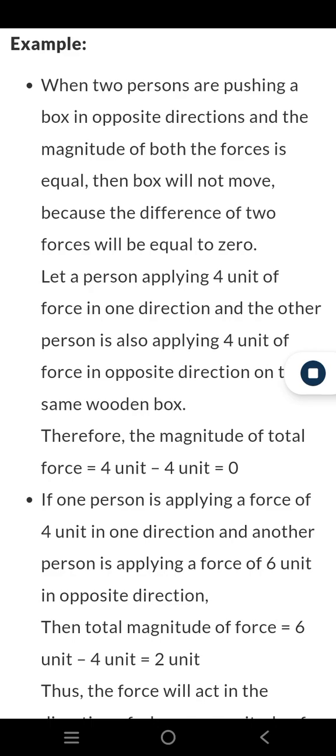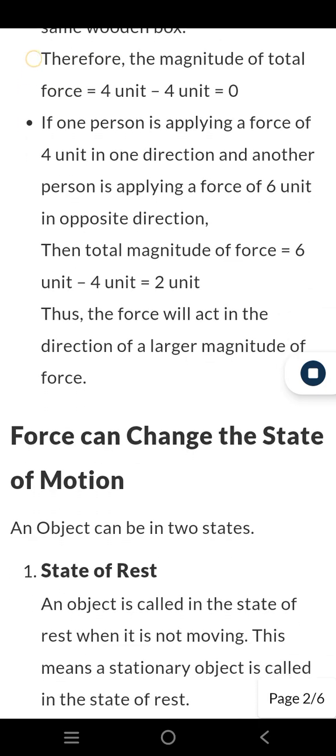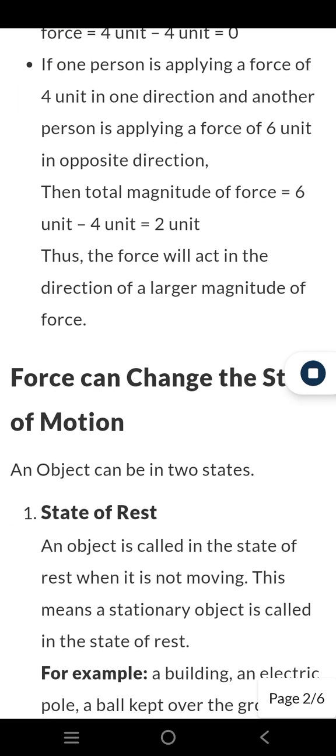4 unit minus 4 unit equals 0. If one person is applying a force of 4 unit in one direction and another person is applying a force of 6 unit in opposite direction, then total magnitude of force equals 6 unit minus 4 unit equals 2 unit. Thus, the force will act in the direction of a larger magnitude of force.